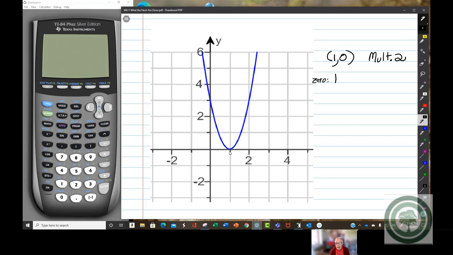What that means actually is that the function this is a graph of equals some number, we don't know what, times x minus 1, times x minus 1. Where does the minus come from? I'll show you. x equals 1. Subtract 1 from both sides. You get x minus 1 equals 0. That's how you figure out what the factors are.